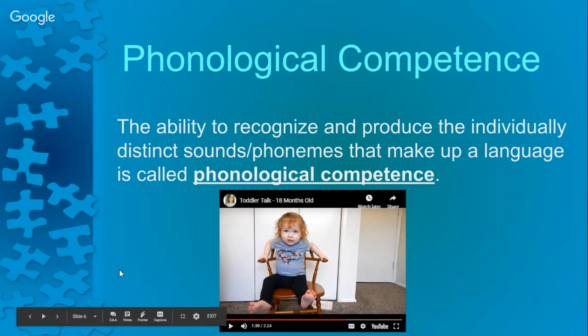So you can see in this video that little Sabrina, while her words are not exact representations of the adult productions, they're getting close, and she is using consonant sounds and vowels that we recognize that are used and are consistent within our language. She's getting very close to the adult model.